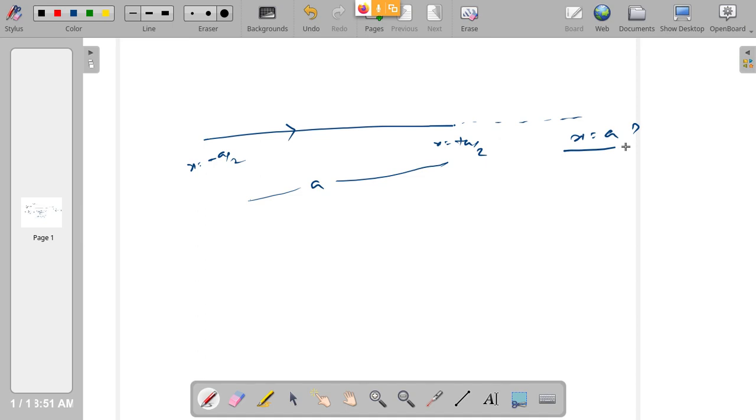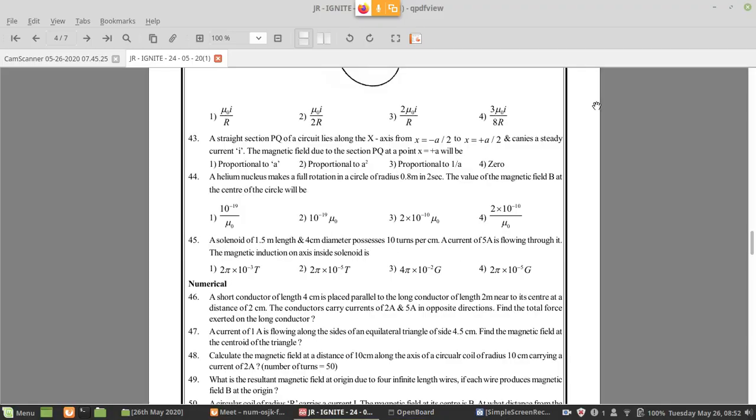This is a straight wire carrying a current I. Magnetic field direction will be curling. What will be the magnetic field at x is equal to A? Magnetic field at x is equal to A is 0.